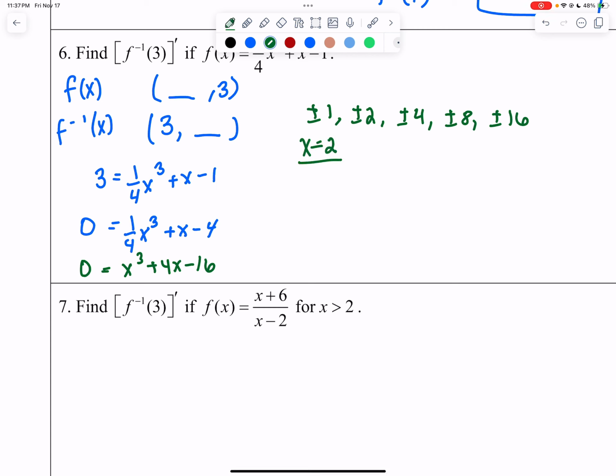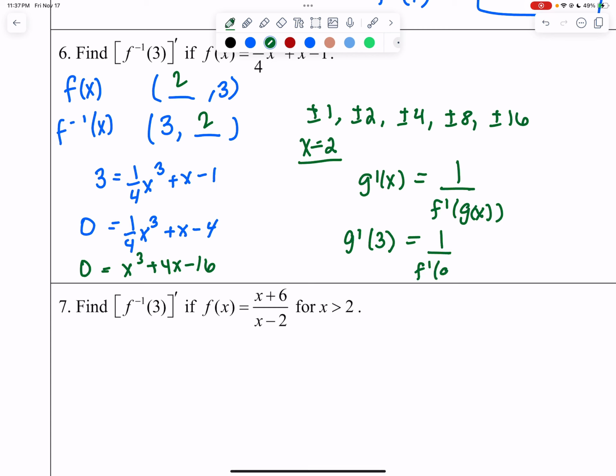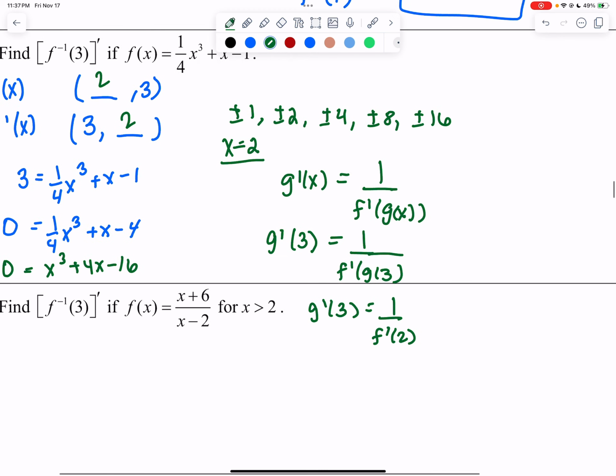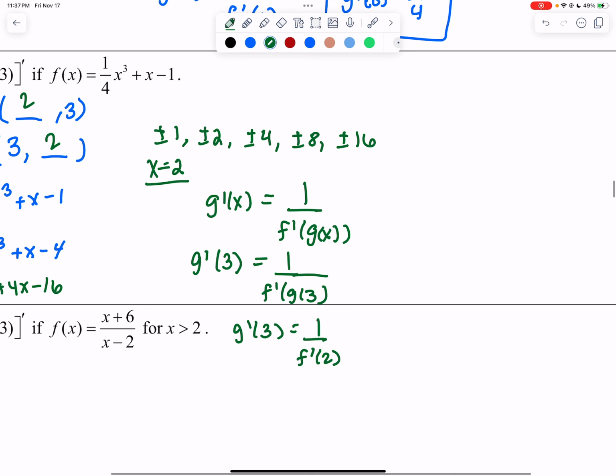All right, at this point, you have x being 2. So your derivative is this. And we want to find the derivative at 3. So we have g prime of 3 is equal to 1 over f prime of g of 3. We figured out that g of 3 is going to be 2. So now I have g prime of 3 is equal to 1 over f prime of 2. And then we just have to figure out what f prime of 2 is.